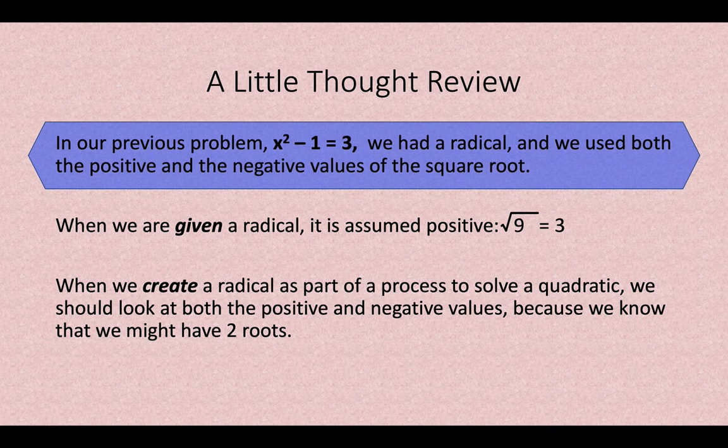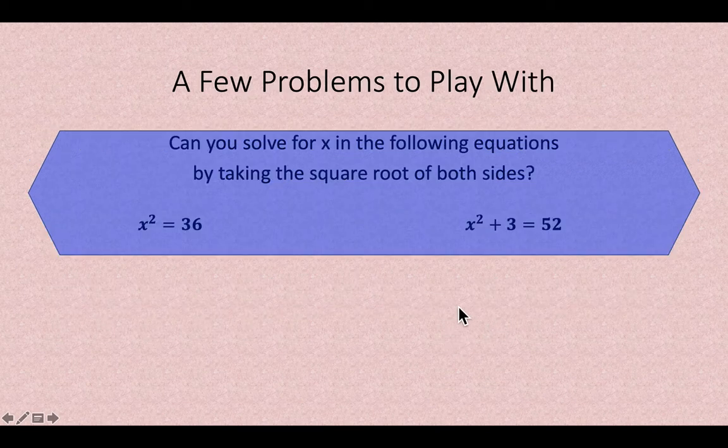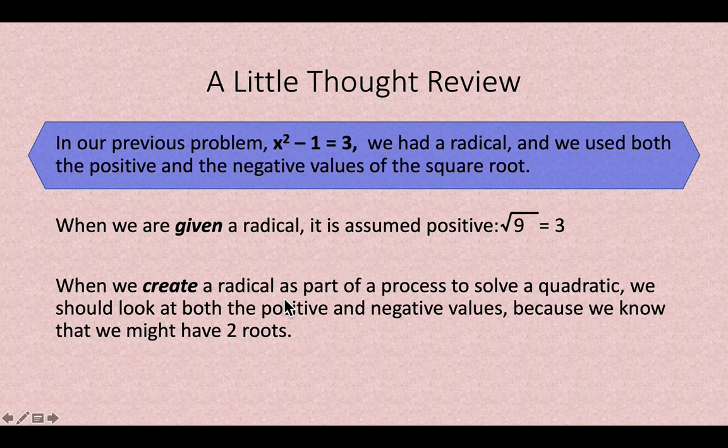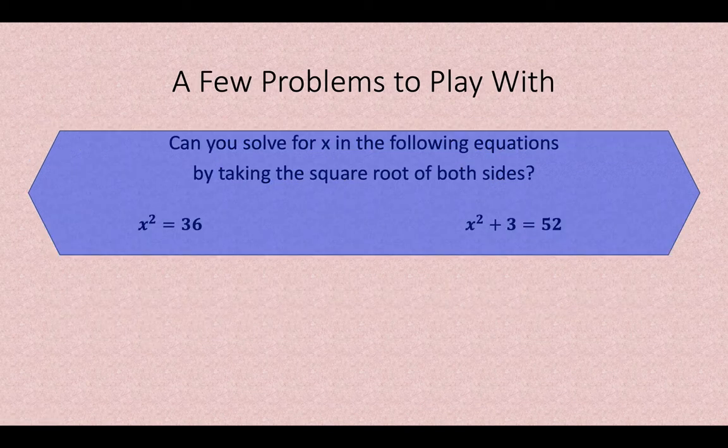So once again, and I review this point because it's important. When we're given a radical, it's assumed to be the positive value. When we create a radical as part of our process, we've got to look at both the positive and negative values. And as you know, with a quadratic, we often get 2 roots. And so that's where the 2 roots come from when we do a square root of a number and we look at both the positive and negative. And so keep that in mind as we work.